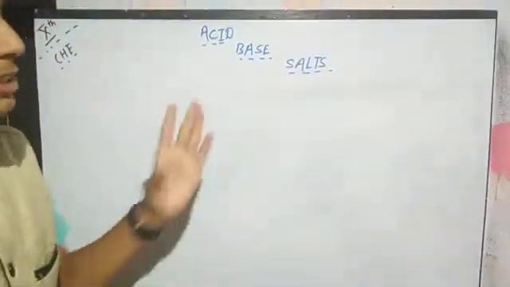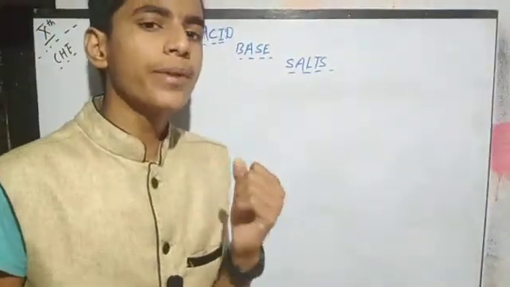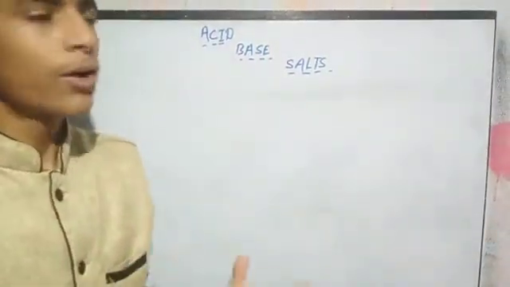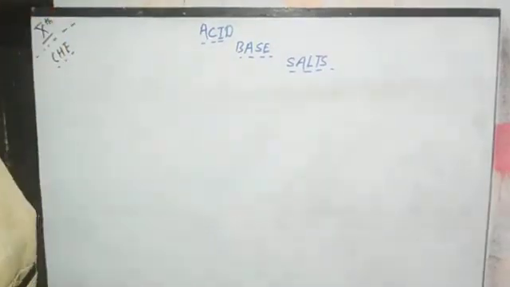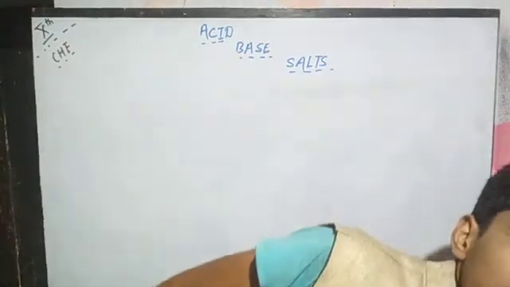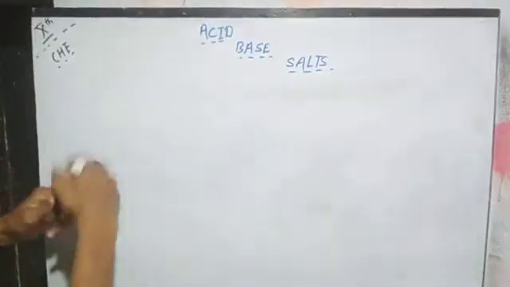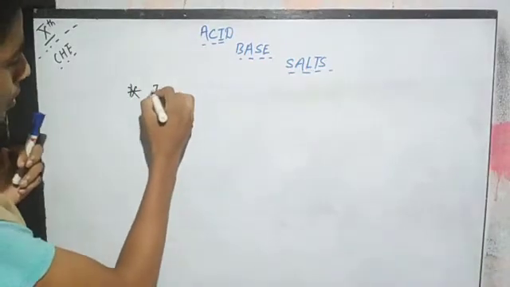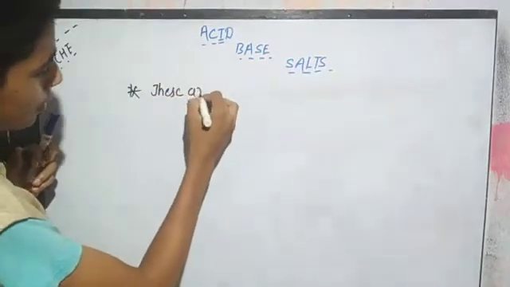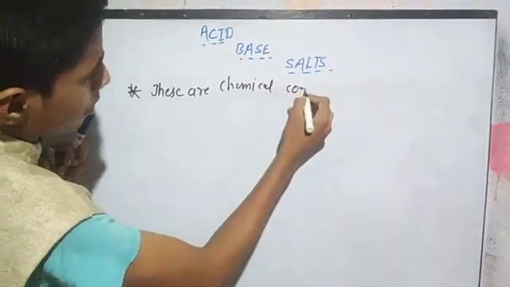So let's start this particular video. Before that, we need to know what we mean by acids, bases and salts. What is the basic relationship between acids, bases and salts? Actually, they are chemical compounds, or types of chemical compounds. So how can we say? Actually, these are chemical compounds.